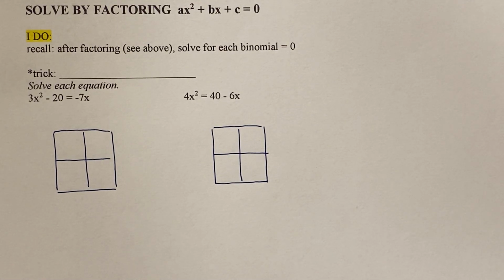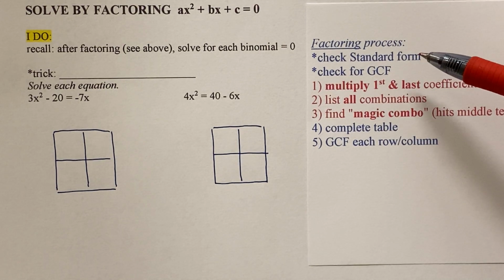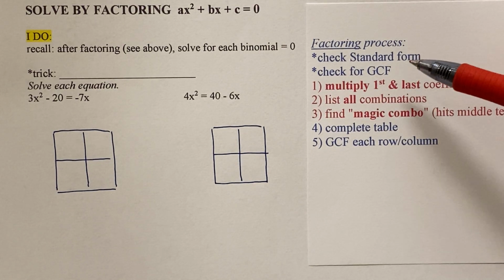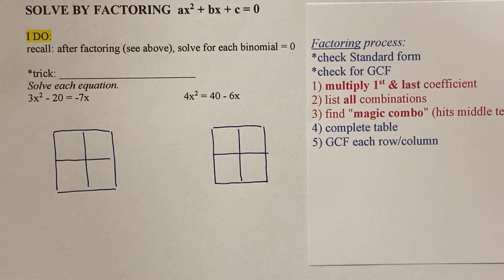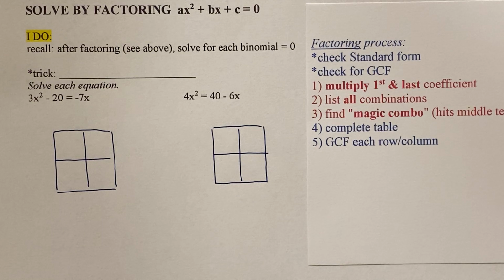So if you know how to factor, then solving a quadratic by factoring is 99% the same thing. Okay, so let's do a real quick review of the process for factoring. Again, always make sure that your equation is in standard form and always check for a greatest common factor, okay? Once you have that, then it's just multiplying the first and the last coefficients.